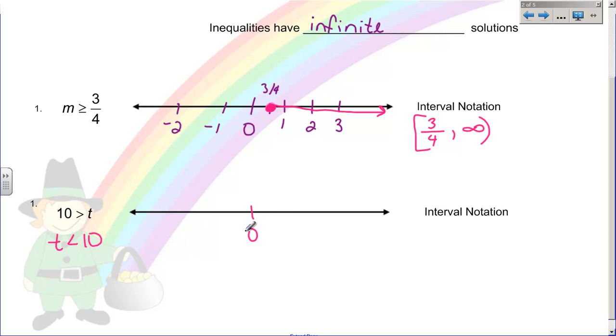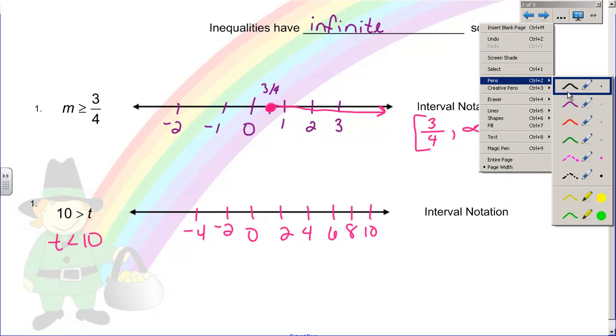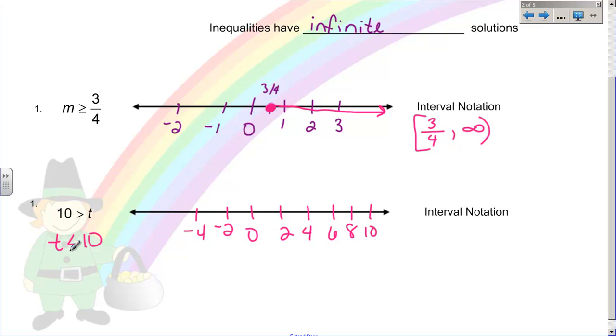So we're going to graph this. I have 0, 2, 4, 6, 8, 10. I'm going to skip numbers this time so I can get everything on there. And then these would be your negatives, -2, -4. And then if I wanted to graph, I'm going to change colors again just so you can see. I need t to be less than 10. Now this just says less than. It does not say less than or equal to, which means 10 cannot be included in my answer because t does not equal 10. It's just less than 10.